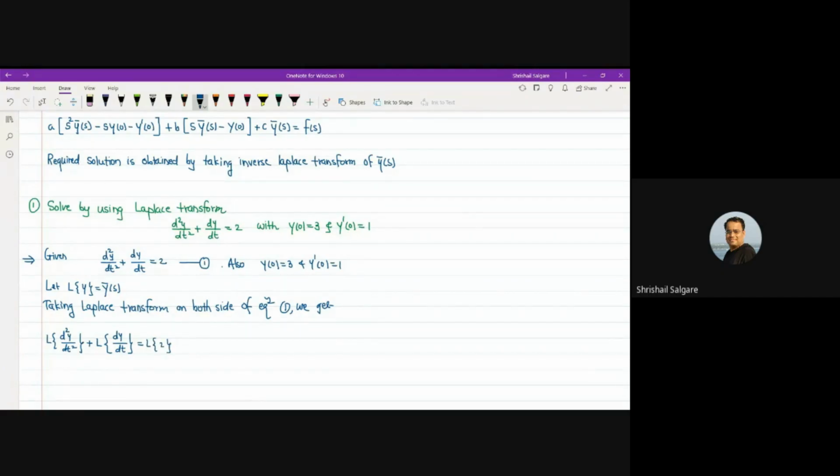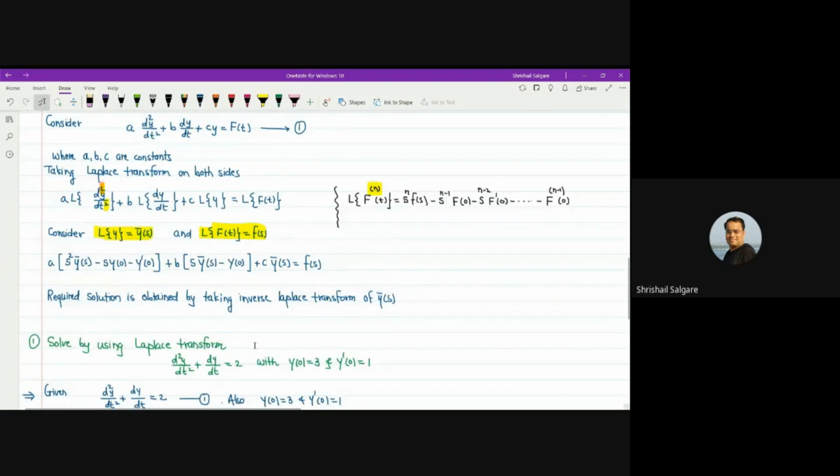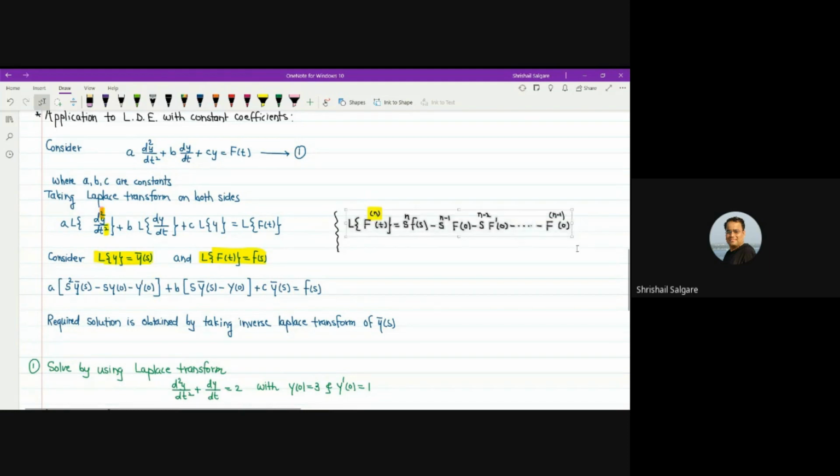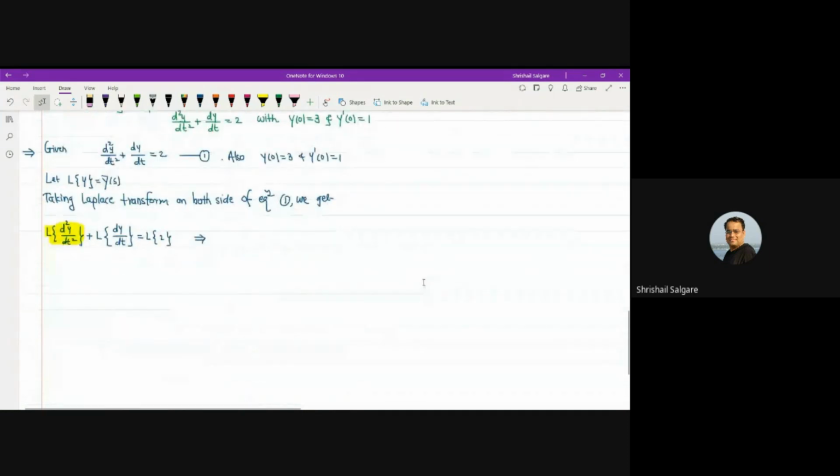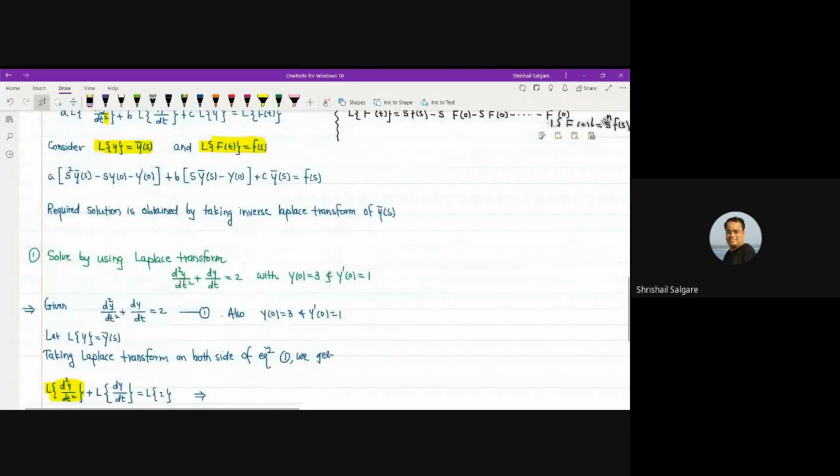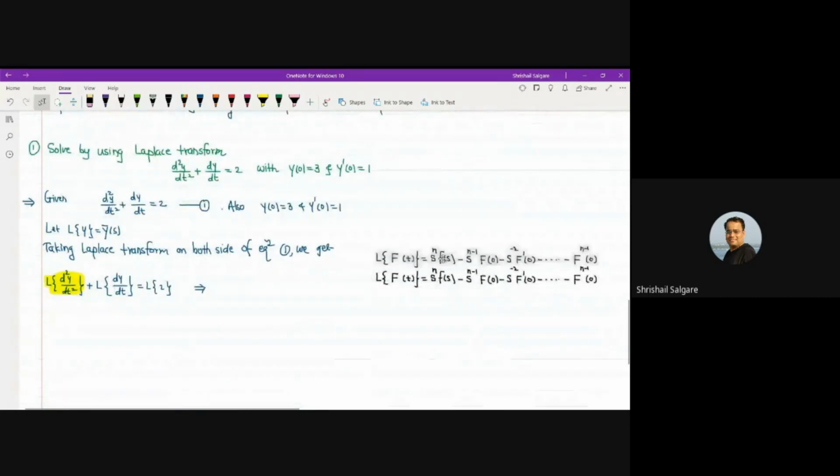Okay, by linearity property. Now, can anyone tell what is the Laplace transform for the first? That result you have to use. What is the result? If required, I will copy. This result you have to use everywhere. Control C, Control V. So this result you have to use. This is for your reference.